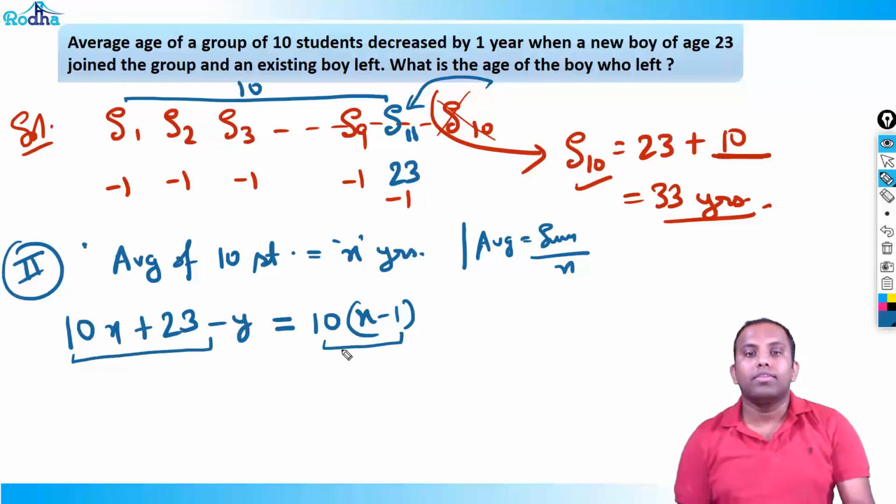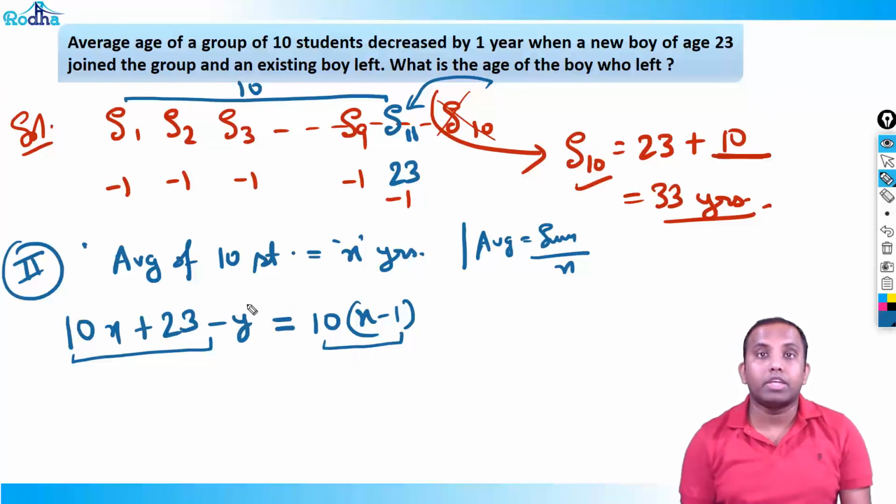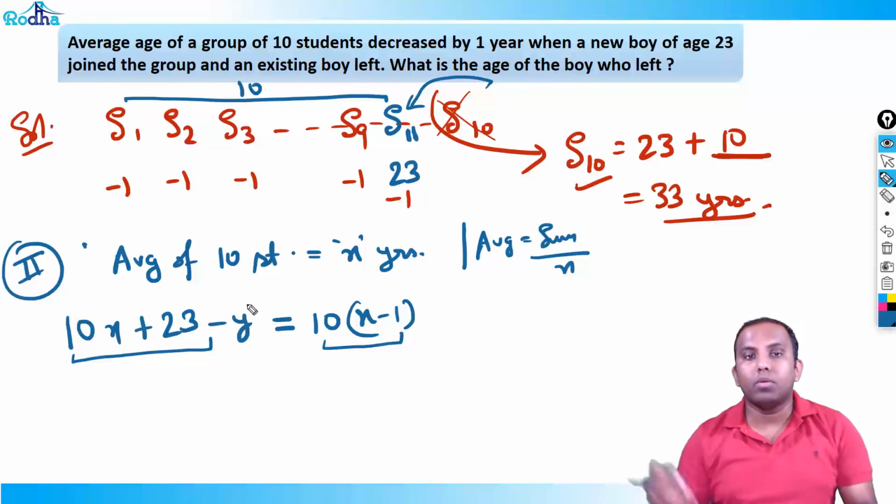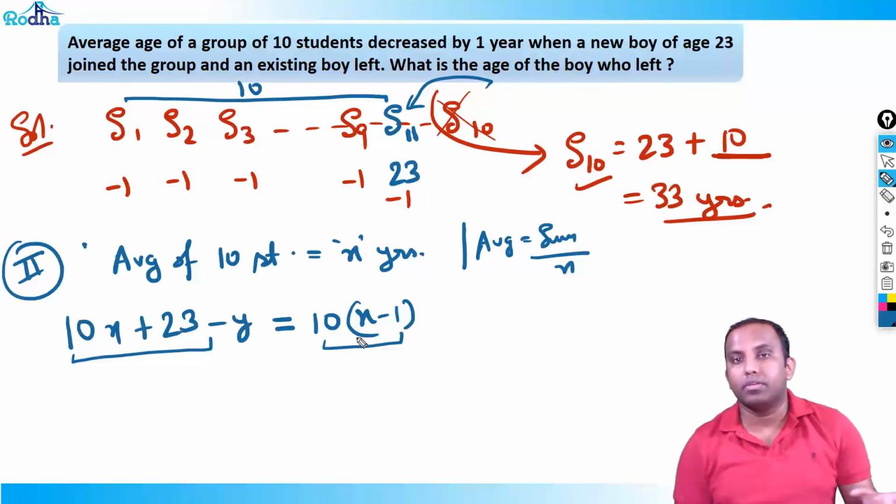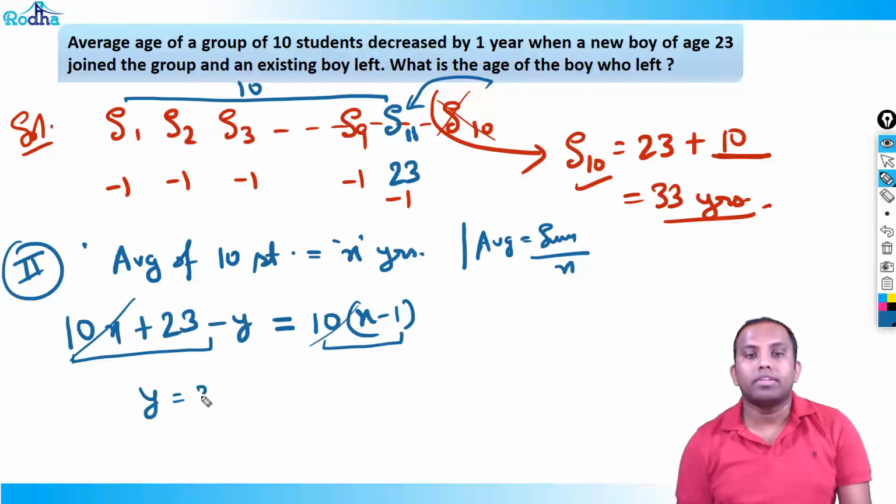Total age is now the same in both cases, because after a guy aged 23 years joined the group, and a guy aged Y years left the group, total age will be 10X plus 23 minus Y, which is equal to the total age when the average age of the group decreases by 1 year, that is 10 into X minus 1. Okay, so you can see 10X will get cancelled. So we'll get Y is equal to 33. This 33 is the answer we got here.